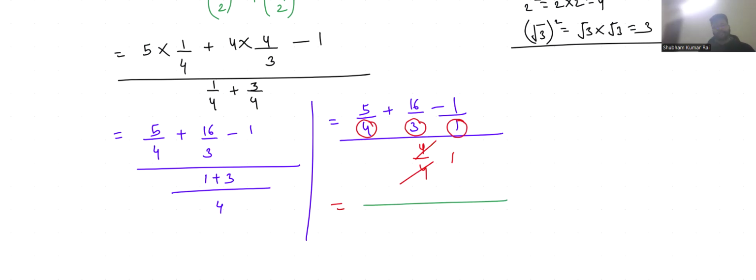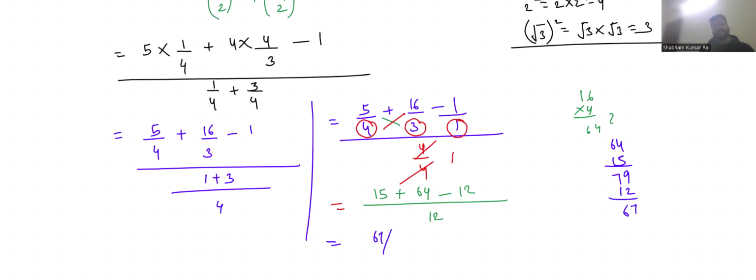So it will be 15, 5 into 3, 15. And here 4 is there, so 4 into 16, that is 16 4s are 64, right? You can just check it over here as well, right? 64 minus 12. Now, this has been calculated like this, right? And if you just solve it further, 64 plus 15, it will be 79 minus 12, you will be getting 67. So it is 67 by 12. This is your final answer of type 3 question.